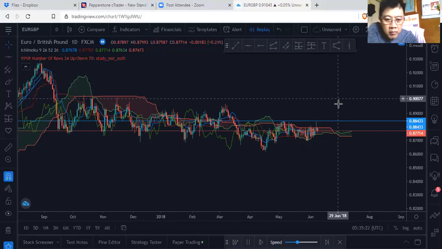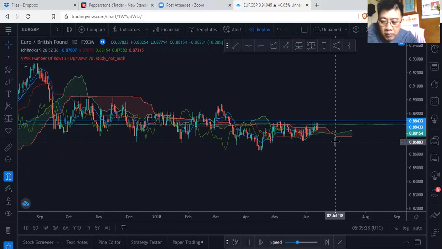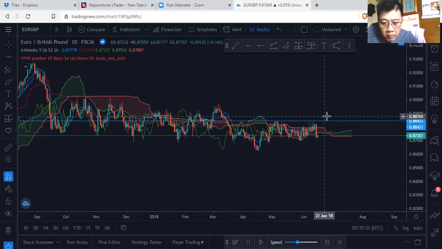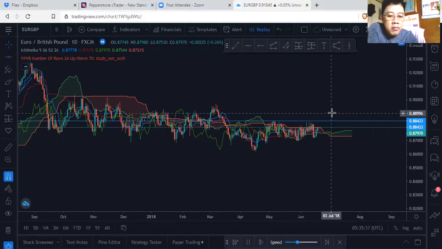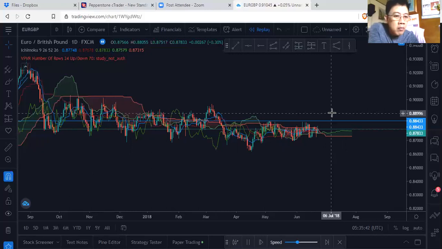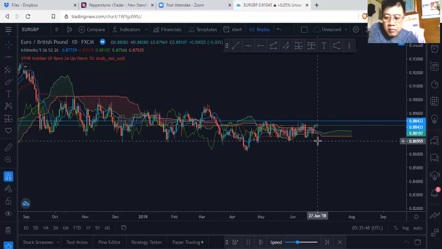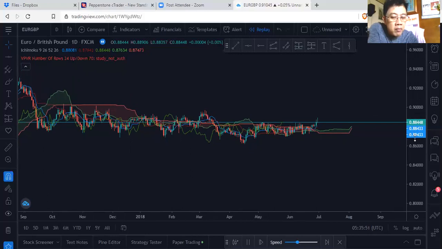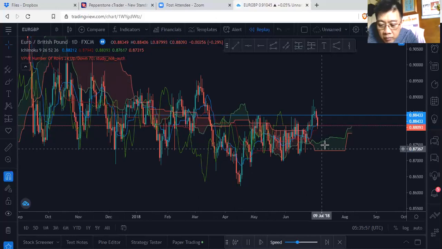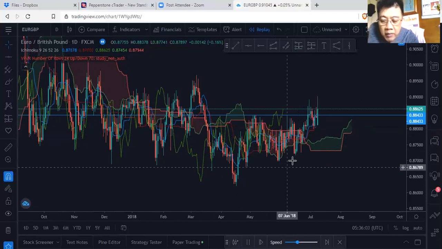Let me try to have an entry here for the last three entries and then stop. Supposedly 1, 2. It's really a ranging market. I use Ichimoku, sir. Do you know? Yes, Ichimoku. So 1, 2, 3.